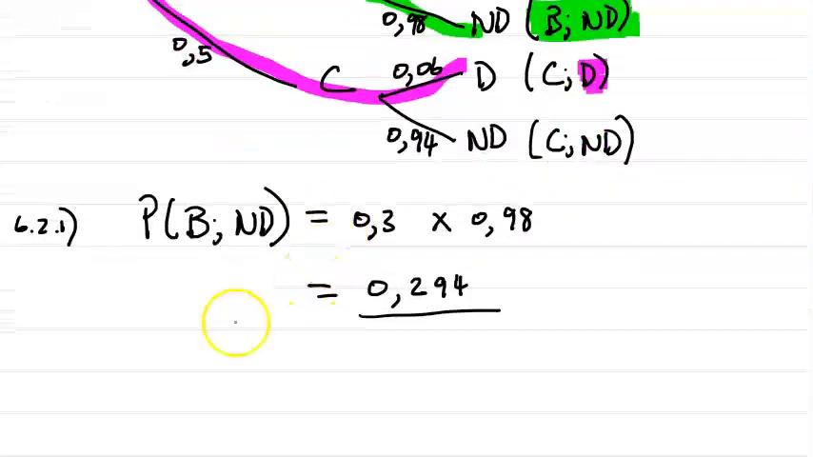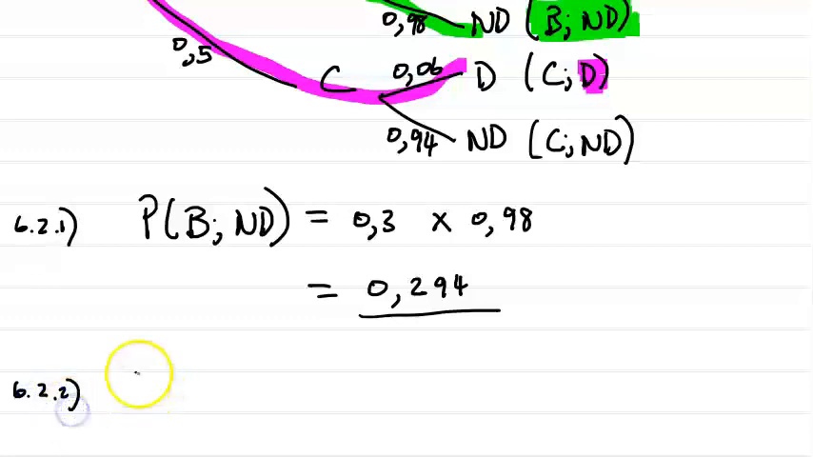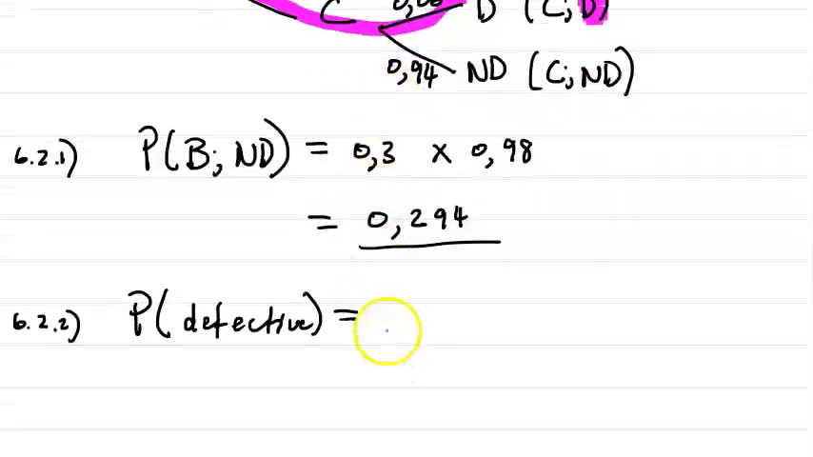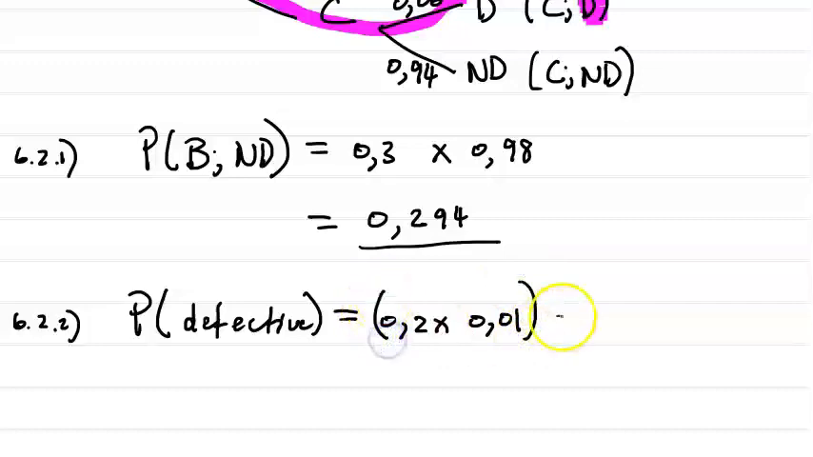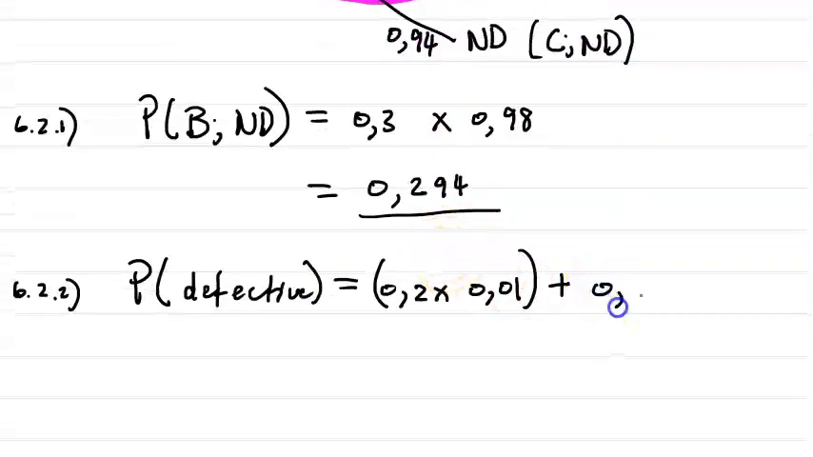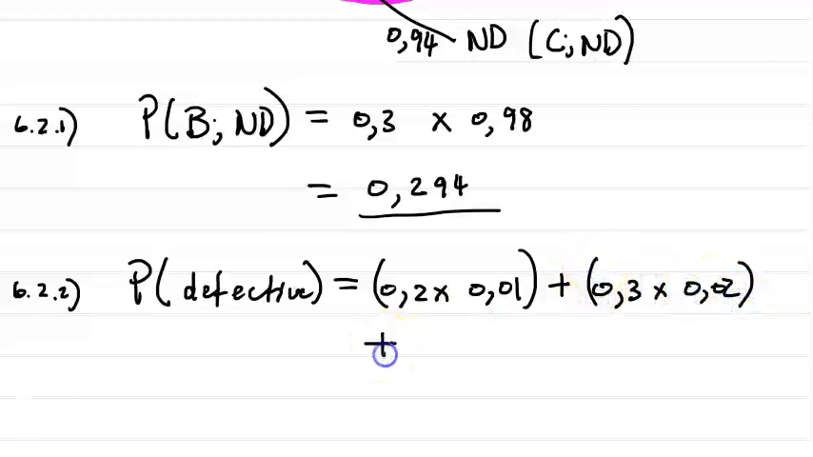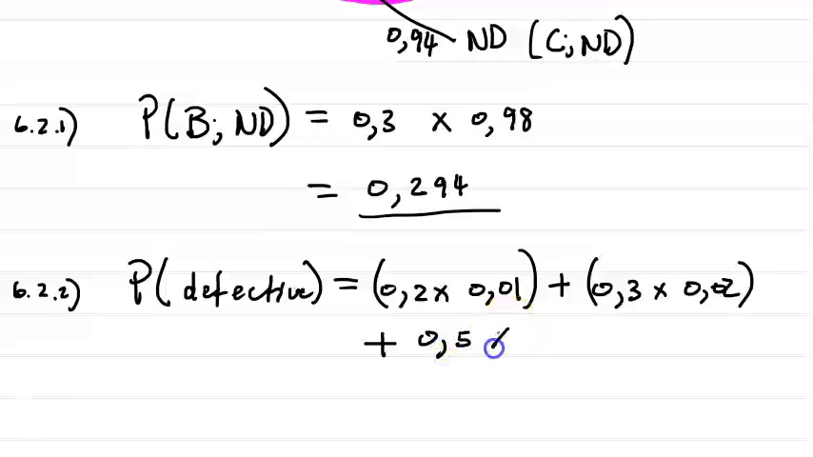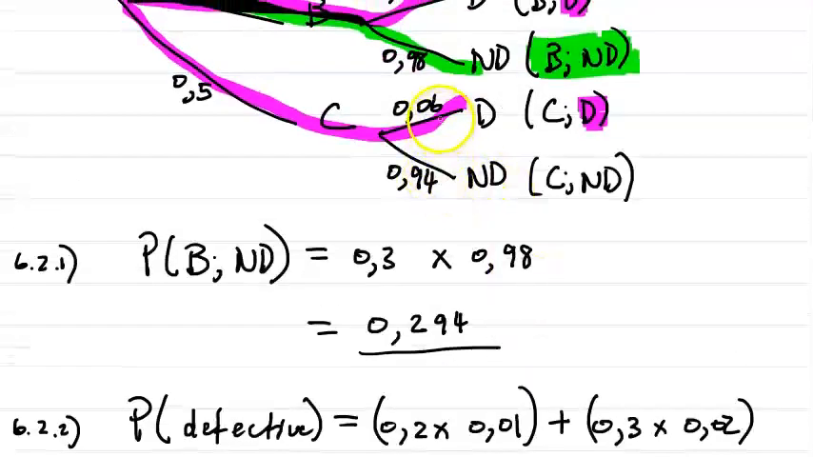Let's write that down. So for 6.2.2, the probability that a bottle is defective is going to equal, let's start from here, 0.2 times 0.01 plus 0.3 times 0.02, and one more, 0.5 times 0.06.